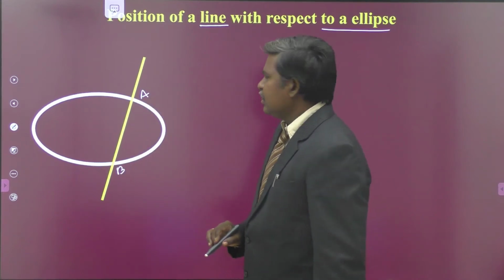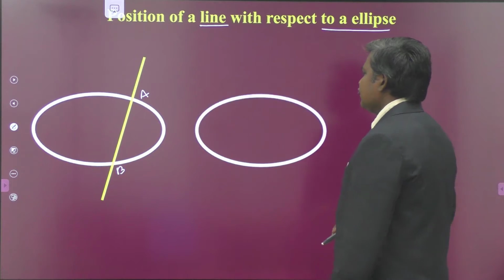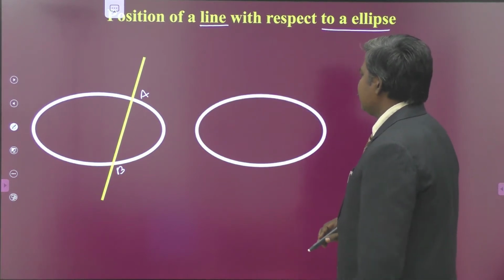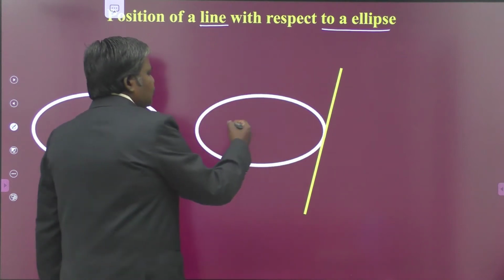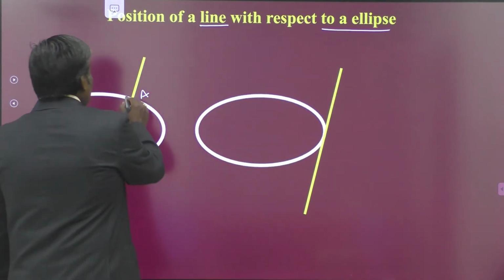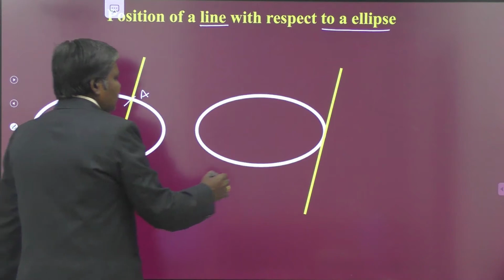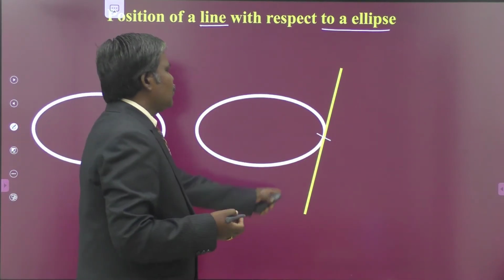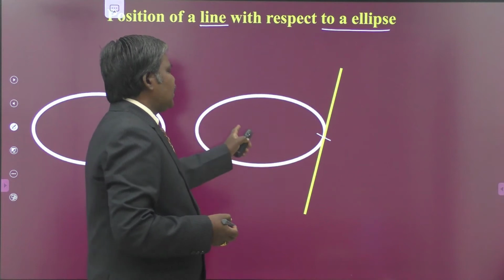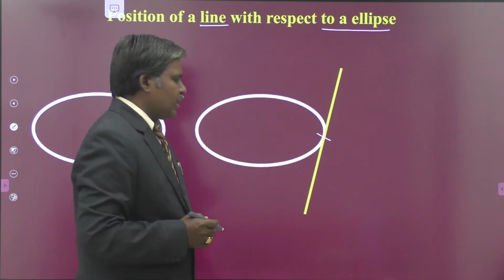Am I correct or not? Let us see another possibility. This is the ellipse and this is my line. It touches the ellipse at only one point. These are the 2 points of intersection here, and this is the only one point of contact. In this case, we say that the line is tangent to this ellipse. Am I correct or not?